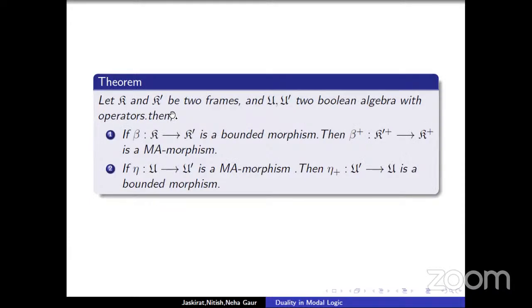If we have a K' with 2 frames and we do that with 2 Boolean algebras with operators, and if beta is a bounded morphism between these, then the morphism sending the complex algebra of K' to the complex algebra of K is a modal algebra morphism. And if we have a modal algebra morphism between 2 Boolean algebras, then the mapping sending the ultrafilter frame of U' to the ultrafilter frame of U is a bounded morphism.